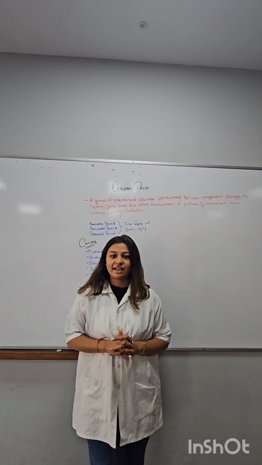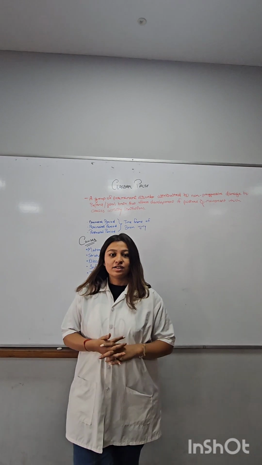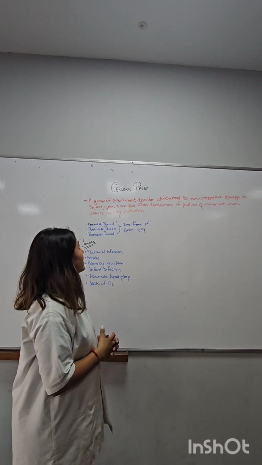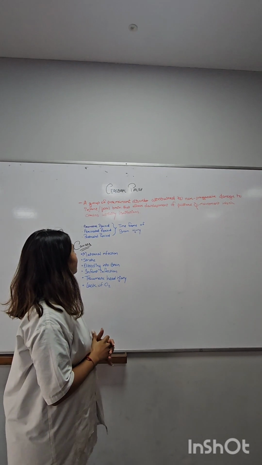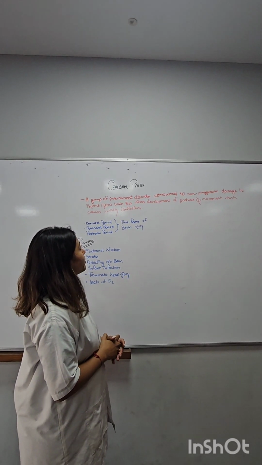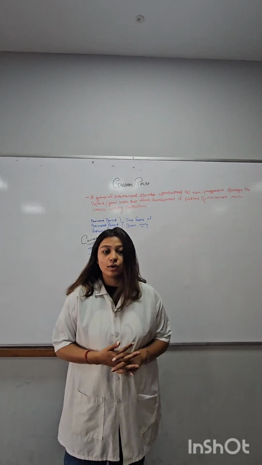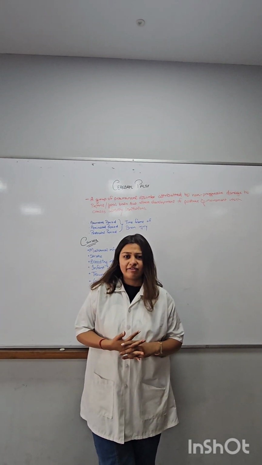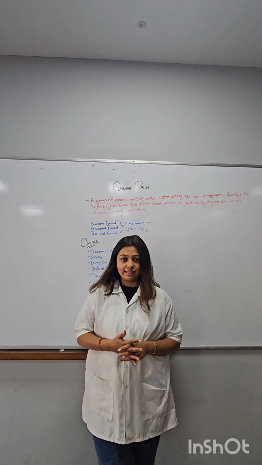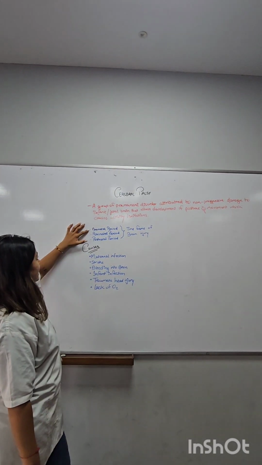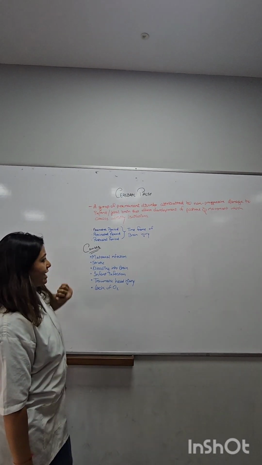Today I am going to explain about cerebral palsy. It is a group of permanent disorders attributed to a non-progressive damage to the infant or fetal brain that affects development, posture and movement, which causes activity limitation. Its etiology can be identified only in 50% of the cases. The time frame of the brain injury is the prenatal, perinatal and postnatal period.